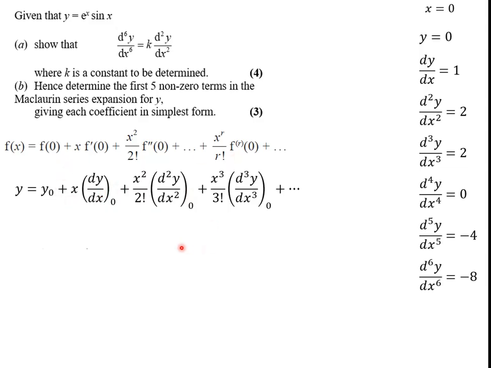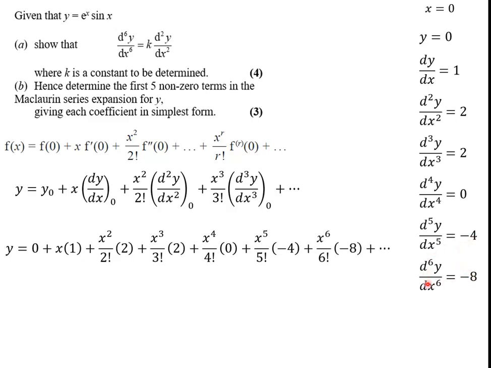We're just going to use that formula because f of naught is when y is equal to 0, when x is 0. So that's naught, and then we've got x times 1, and we've got x squared over 2 factorial times 2, and x cubed over 3 factorial times 2 again, and x to the 4, that's multiplied by 0. Then we'll have x to the 5 over 5 factorial times minus 4, and finally x to the 6 over 6 factorial times minus 8. And if we simplify that down, I like to have the coefficients in front rather than have the x's over the 3. And that's the Maclaurin series.